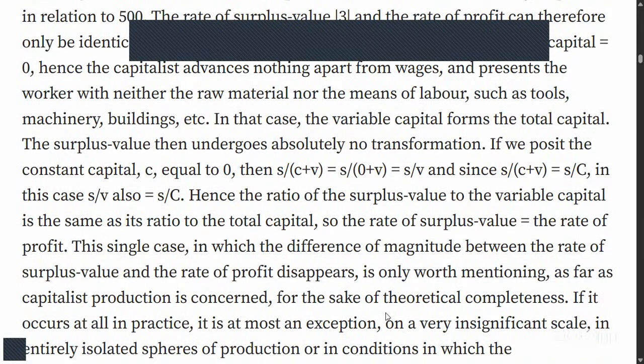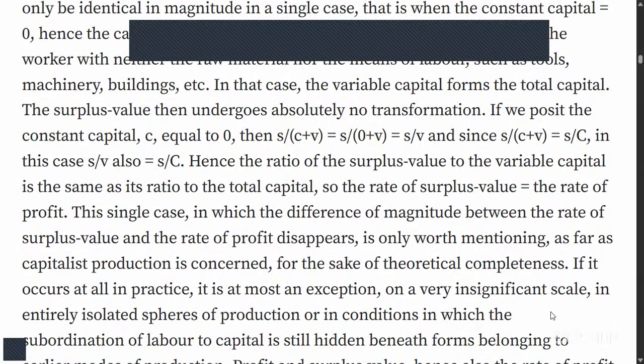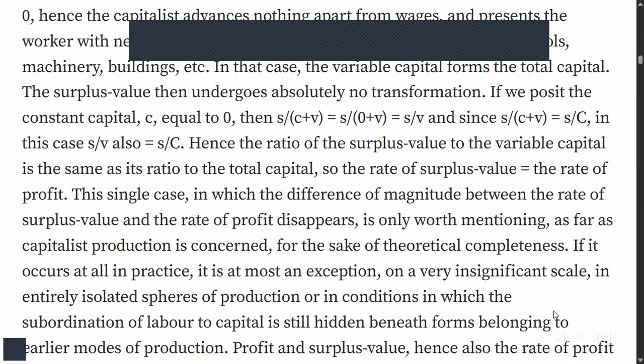This is the single case in which the difference of magnitude between the rate of surplus value and the rate of profit disappears. Only worth mentioning as far as capitalist production is concerned for the sake of theoretical completeness. If it occurs at all in practice, it is at most an exception on a very insignificant scale in entirely isolated spheres of production, or in conditions in which the subordination of labor to capital is still hidden beneath forms belonging to earlier modes of production. So you can argue for a very interesting set of cases from that, but let's go on.